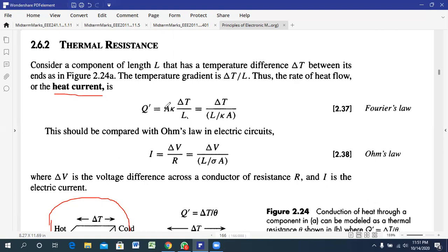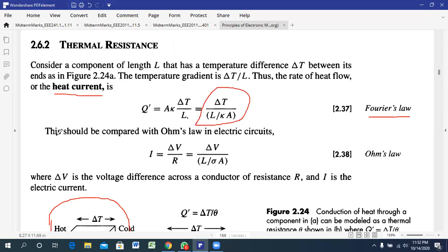prime equals A chi delta T divided by L. We know this from Fourier's law: Q prime equals A chi delta T divided by L. Now if we take A chi into the denominator, then it is delta T divided by L over chi A. So I think up to this is clear.